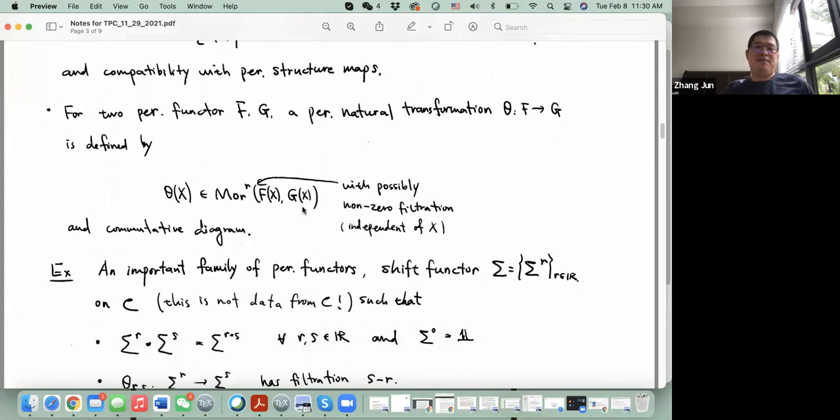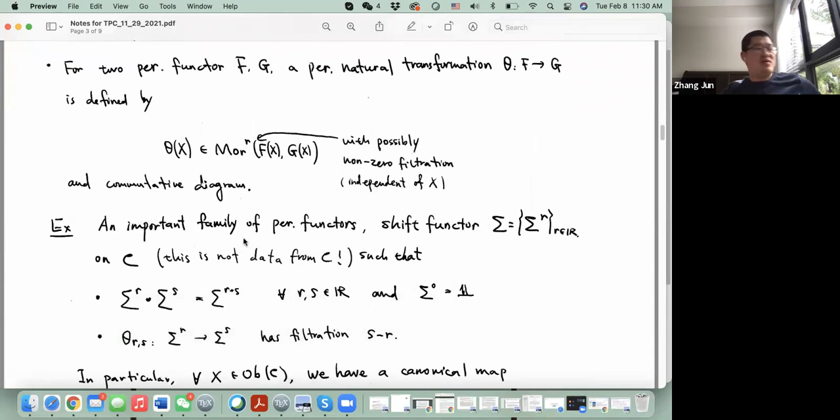Okay. Now here comes a good example. It's an example that will play a big role in our story of TPC. Here is an example of a family of persistent functors. It's called the shift functor. It's parameterized by R, so each sigma R is a persistence functor on C. I have to say that this is not data from the persistence category. If I give you a persistence category, it does not naturally admit a shift functor. You have to specify what the shift functor is. Maybe some persistence category does not admit any shift functor. But luckily, in most of the applications that we have, the shift functor is very natural.